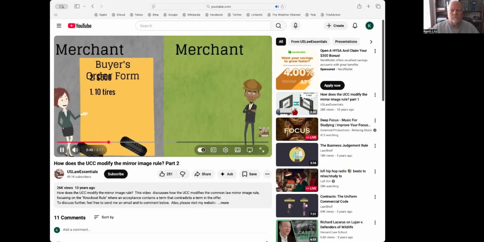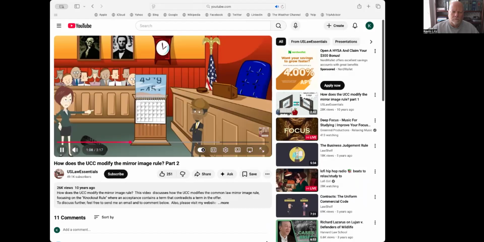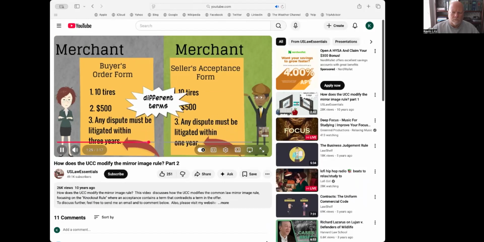But now let's say we have two merchants, and a buyer decides to order some tires. She orders 10 tires for $500, and she has a provision stating that any dispute must be litigated within 3 years. In other words, if a party discovered a problem in connection with the contract in 2015, she would have until 2018 to commence the lawsuit. And the seller states that he accepts the offer, but his acceptance form says, sure, 10 tires for $500, but any litigation must be brought within 1 year. So here we have different or contradicting terms.